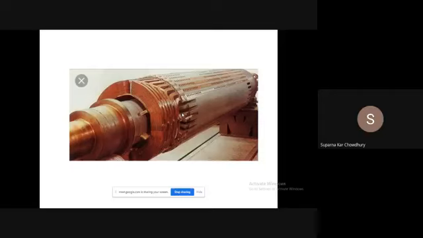Now, for a cylindrical rotor machine, we know that if we make the diameter large, then on the rotor surface, the conductors will be subjected to high centrifugal stress, because centrifugal stress will increase as the diameter increases. So we opt for a smaller diameter. So as the diameter is small, the length will be large.